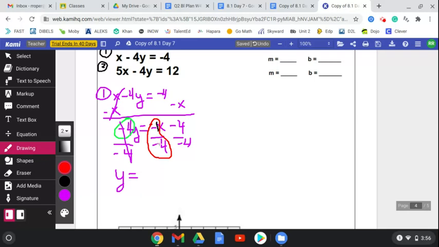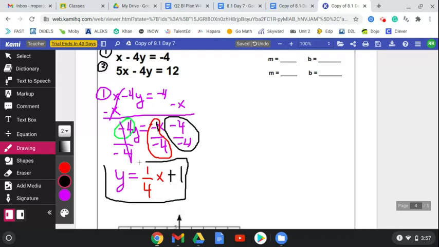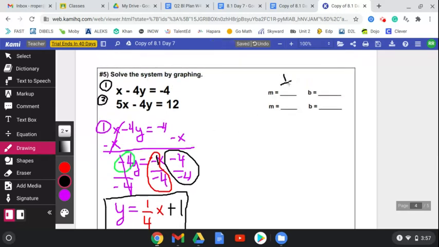So what would this fraction be right here in front of the x? You got a negative 1 over a negative 4. So if you have a negative over a negative, that's a positive. And then you have the fraction 1 over 4, or 1/4. That is the number in front of this x. Don't forget to write your x. Then you have a negative 4 over negative 4. What's negative 4 over negative 4? That is positive 1. So I put a plus 1. This right here is the equation in slope-intercept form. So m is 1/4 because that's the number in front of x. B is 1, right? Positive 1.